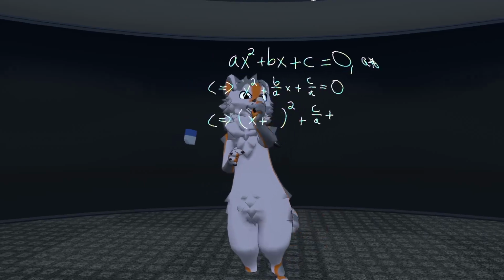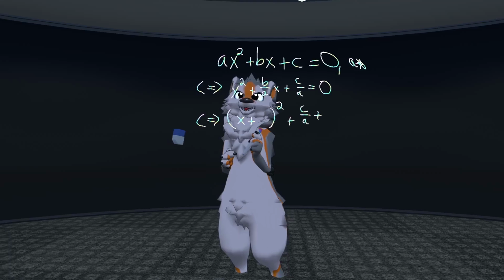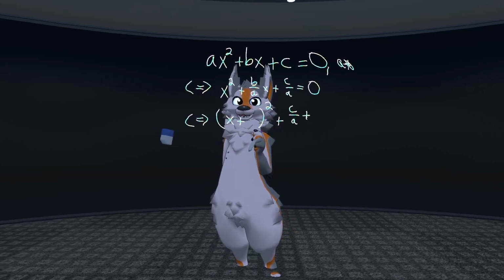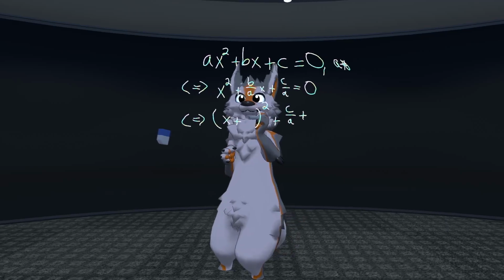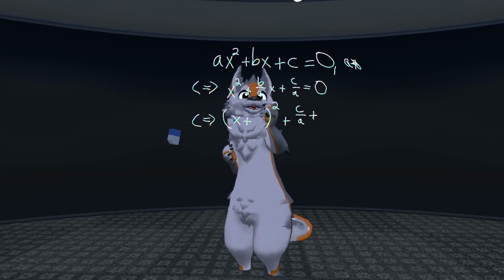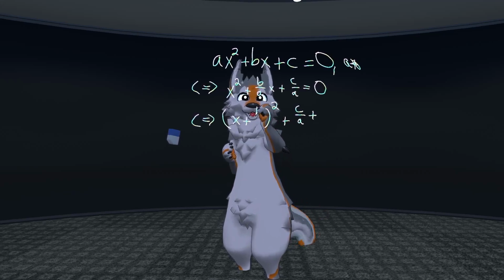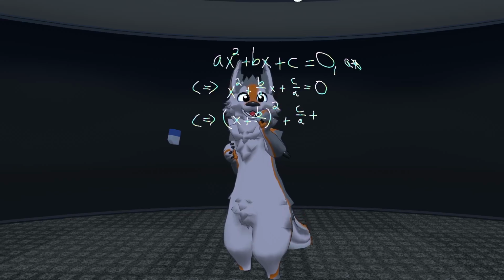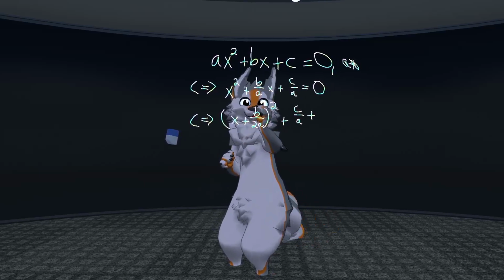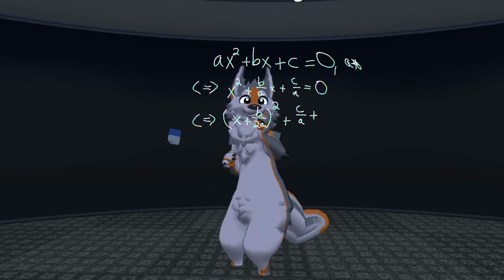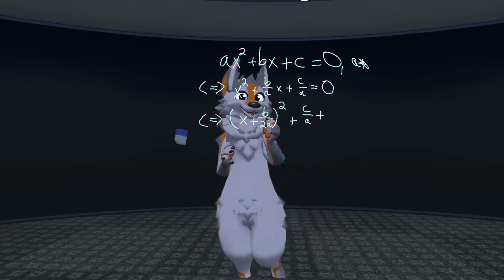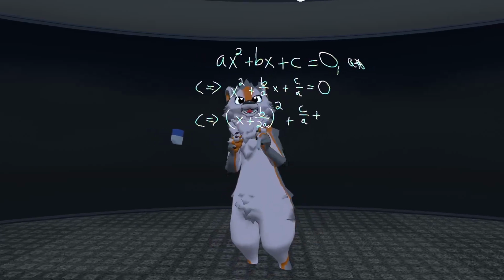But let's think about this. When you expand this square of the binomial, you get x squared, right? And then you get 2 times x times something, right? Now we would want to get this b over a term here. So if we put b over 2a here, then when we take 2 times x times this, we get x times b over a, which is exactly this thing right here. That's what we want, right? So this is the right thing to put in here.